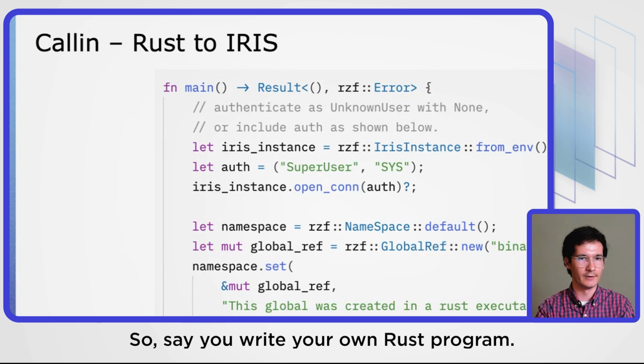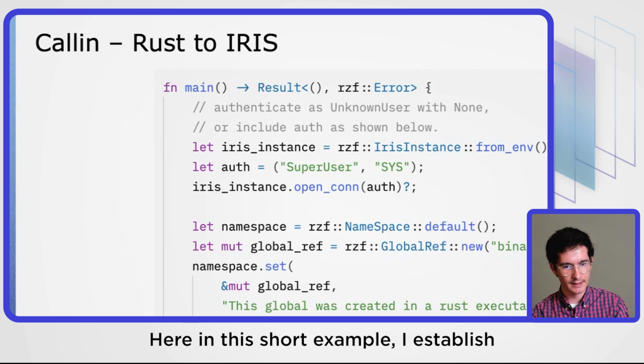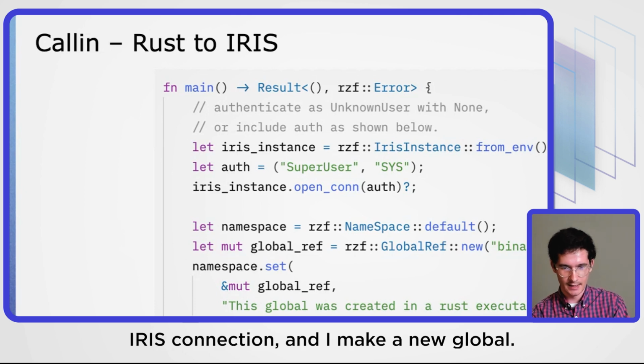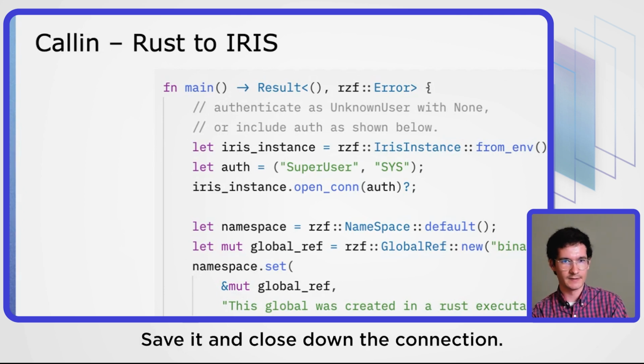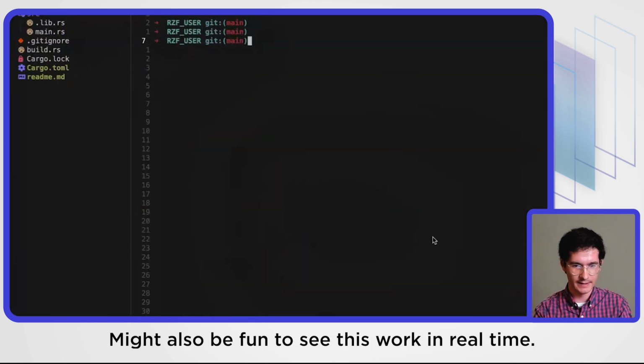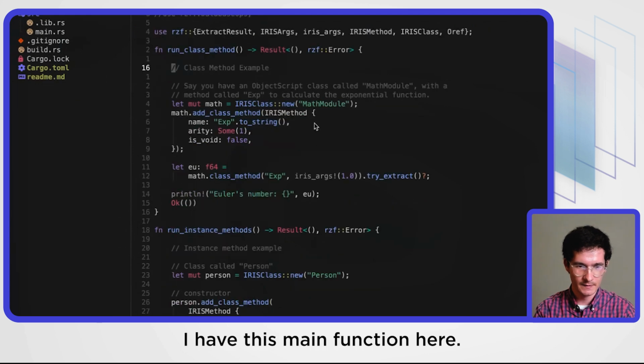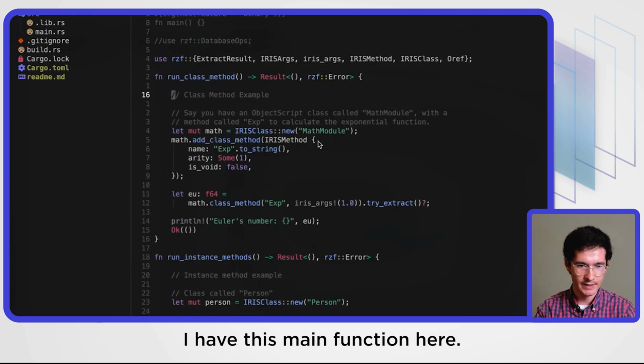So say you write your own Rust program, you can use that to call into InterSystems Iris. Here in this short example, I establish an Iris connection, and I make a new global, save it, and close down the connection. It might also be fun to see this work in real time. So for example, I have this main function here.